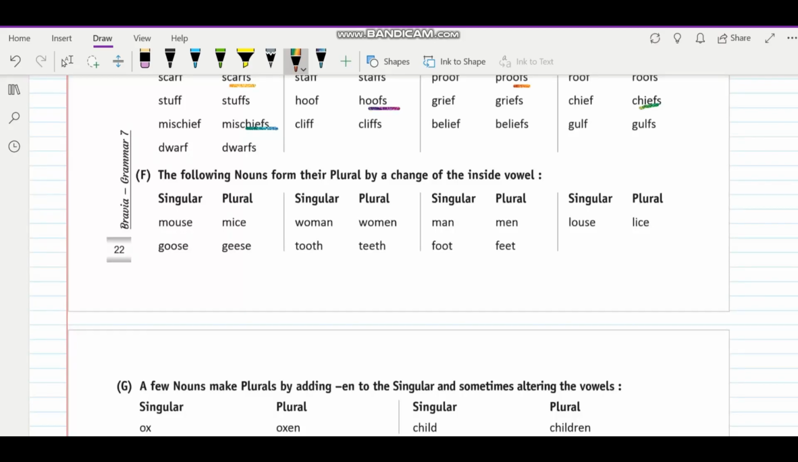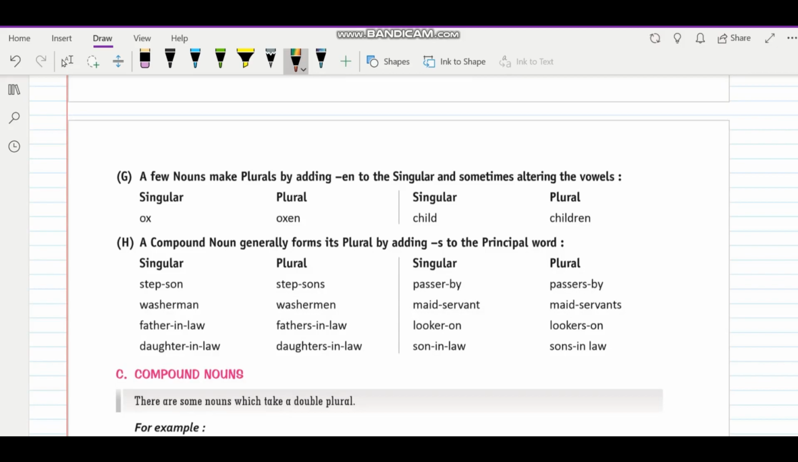Now these nouns which I'm going to tell you will be changed to their plural by changing the inside vowel. Like mouse will become mice. Goose will become geese. Tooth will become teeth. And so on. A few nouns make plurals by adding en to the singular or sometimes altering the vowel. Like here, ox will become oxen, child will become children.